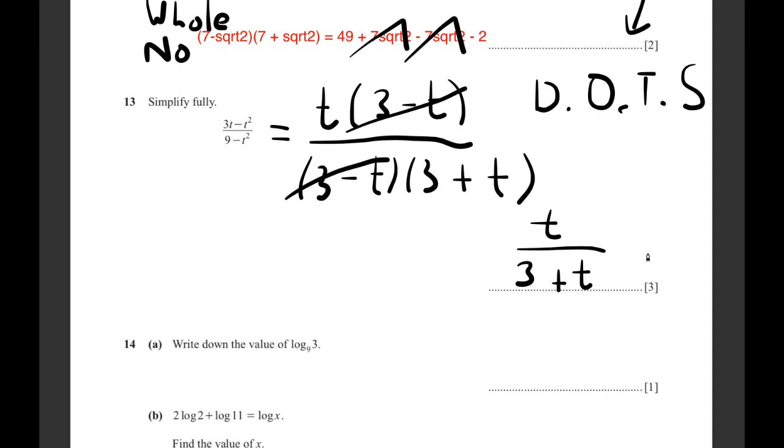Now, not too much work really for 3 marks, but it's conceptually quite difficult that you're supposed to factorise first of all. The top does go into a single bracket and there is a cancellation. So it's not straightforward by any means.